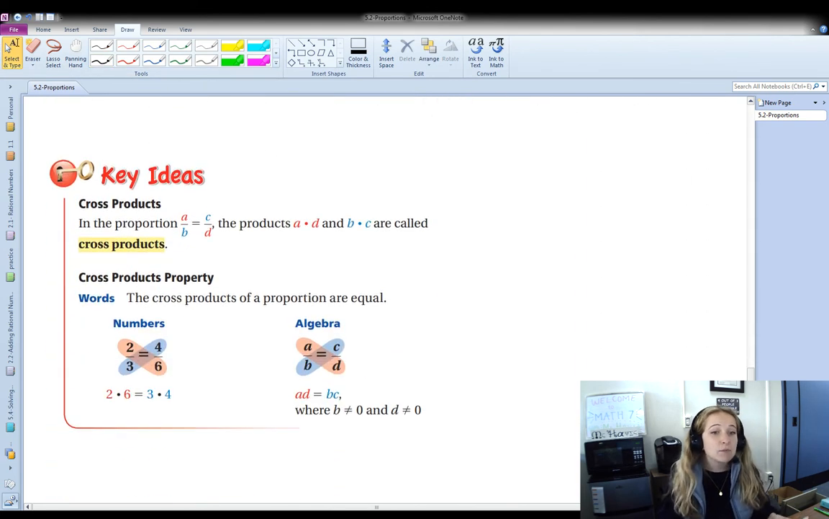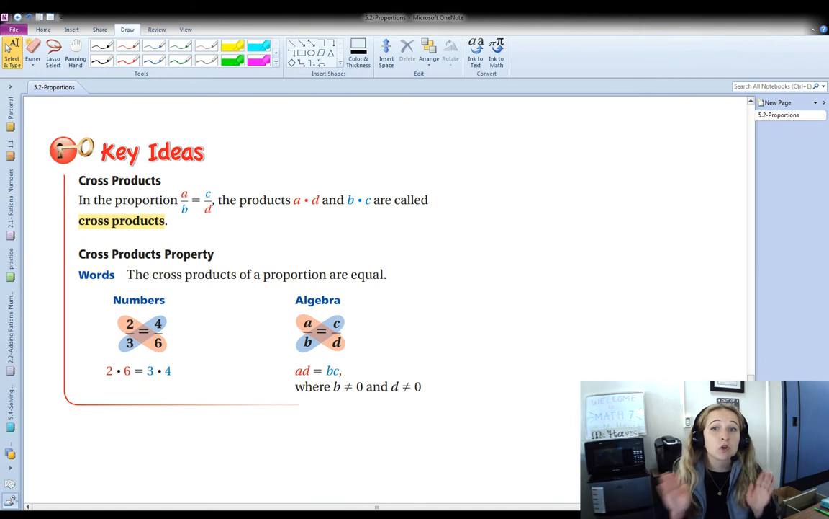And then finally, we're going to be talking about cross products. And cross products is one of my favorite things about math in proportions because it's a super easy way to see if something is proportional. And I'm going to show you how to do it. So this is the proper definition. So essentially what it's saying, when you do the cross products, essentially you are multiplying the diagonals together and setting them equal to each other, okay?